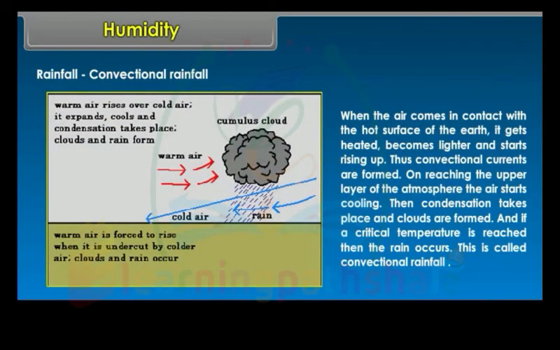Convectional rainfall. When the air comes in contact with the hot surface of the earth, it gets heated, becomes lighter, and starts rising up. Thus, convectional currents are formed. On reaching the upper layer of the atmosphere, the air starts cooling. Then, condensation takes place and clouds are formed. And if a critical temperature is reached, then the rain occurs. This is called convectional rainfall.